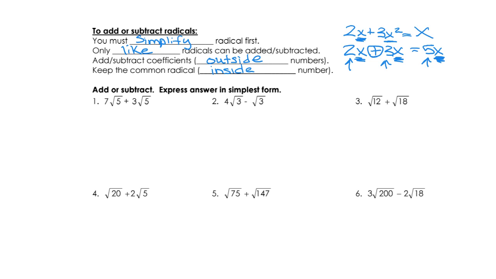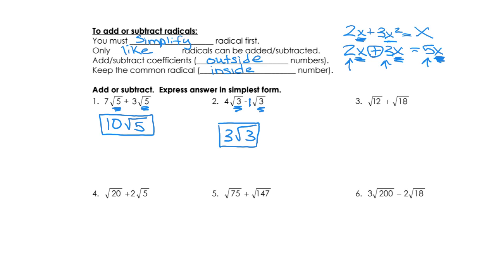All right, so here we go. We're going to add and subtract these. So in the number 1, you're going to see 7 square root of 5 plus 3 square root of 5 is 10 square root of 5. Because they already had like radicals, we didn't have to simplify them first. Okay? And then this is finished. In number 2, same thing happens. 4 square root of 3 minus square root of 3 is going to give you 3 square root of 3. All right, because they already had like radicals, that's why we can add or subtract their coefficients. For this one, we had to remember that there's a 1 here, and that 4 minus 1 is that 3.